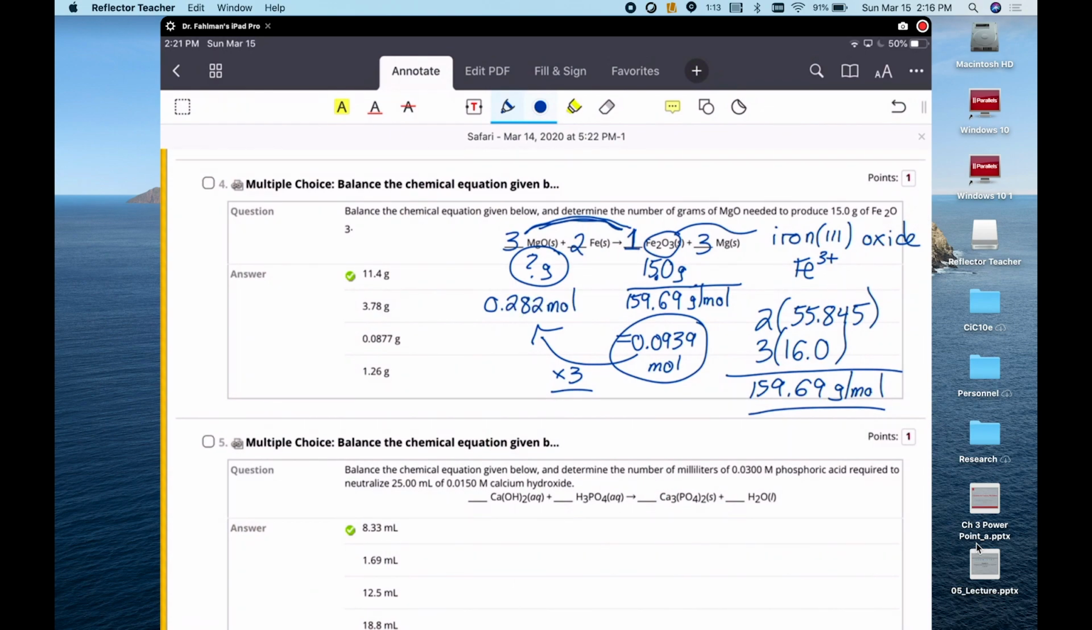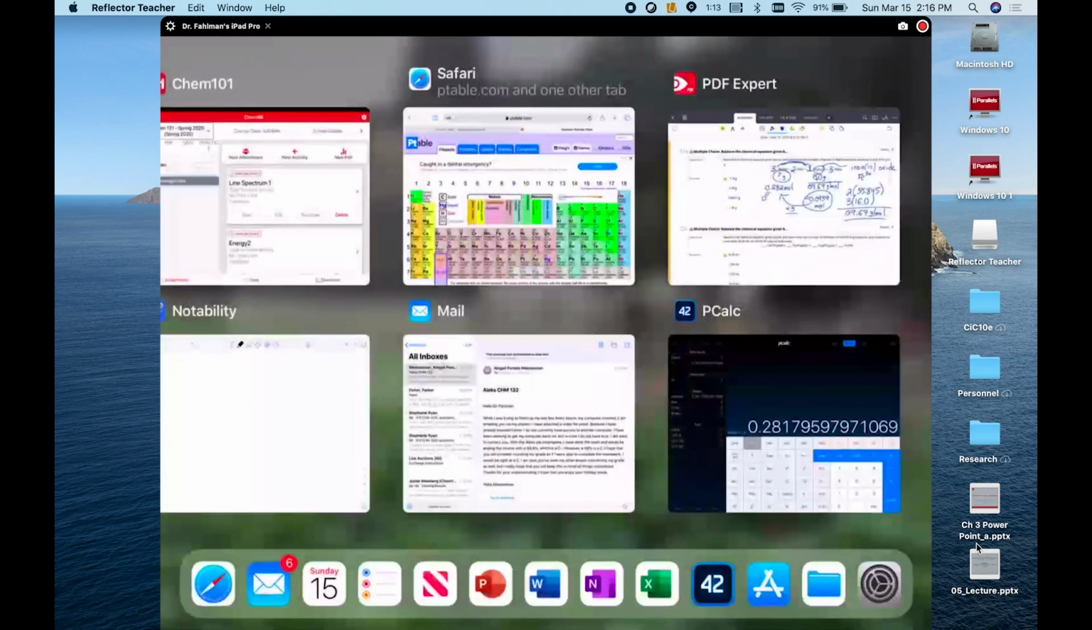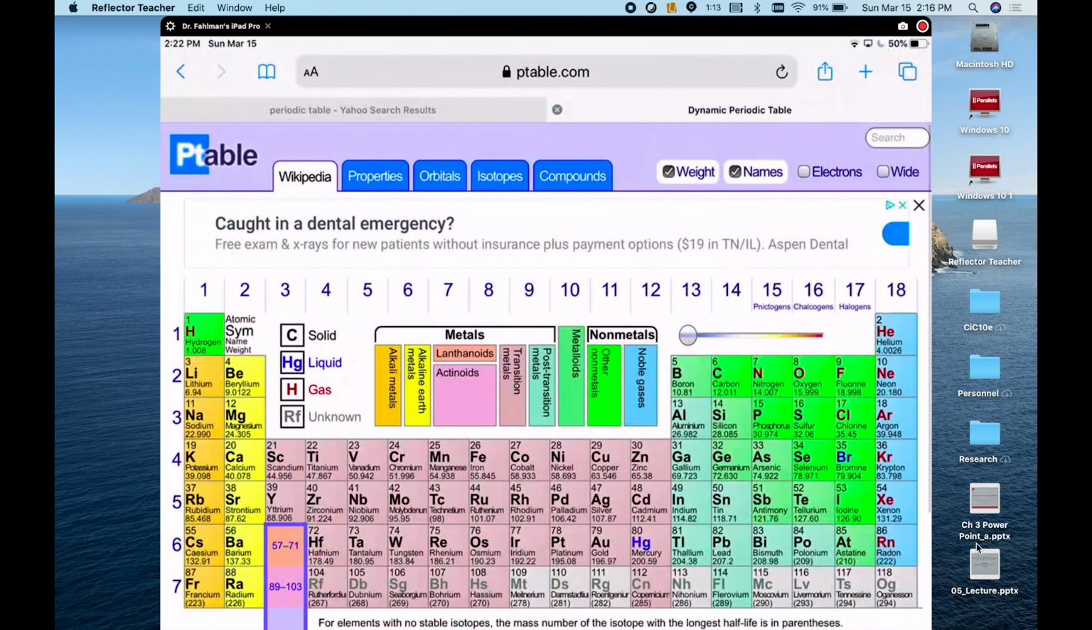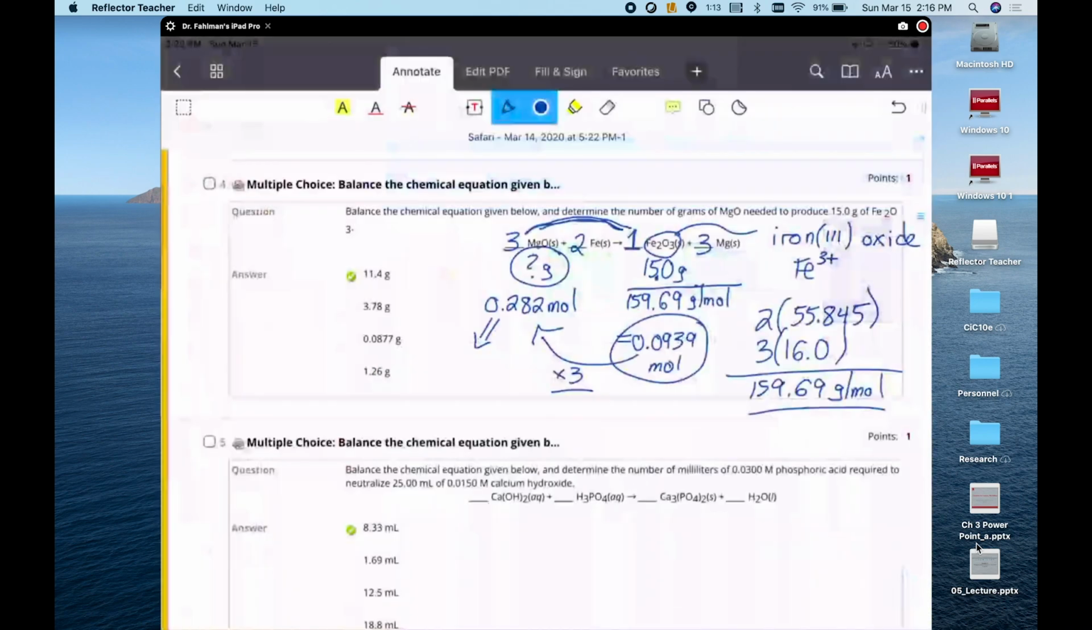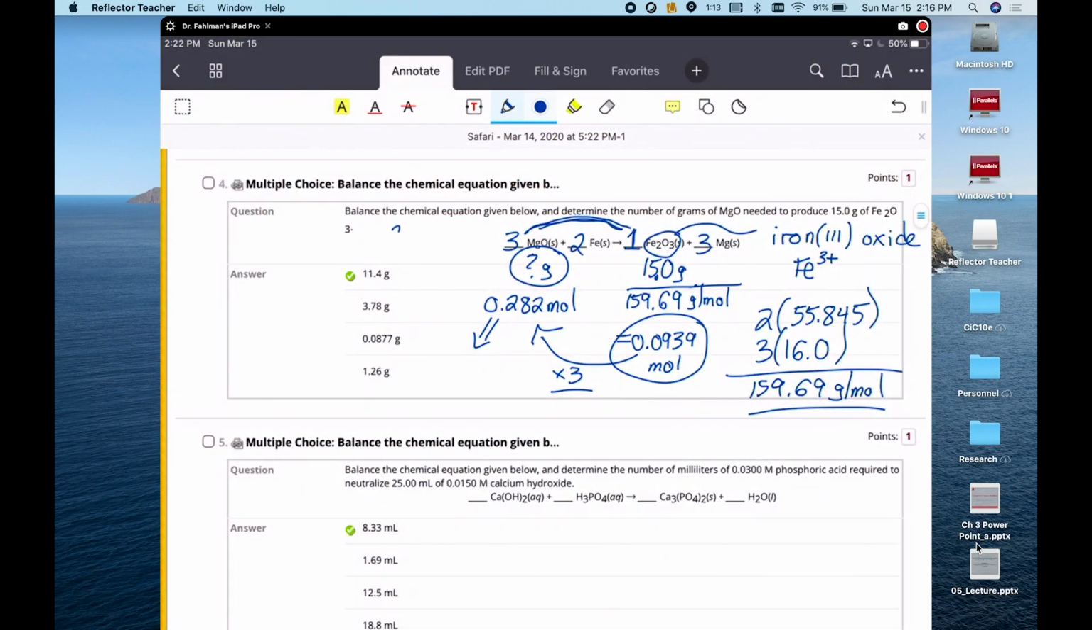Okay, and then grams, we just have to multiply by whatever the molar mass of magnesium oxide is. So if we go back to the periodic table, magnesium is 24.305. And then let's go with 16.0 again.